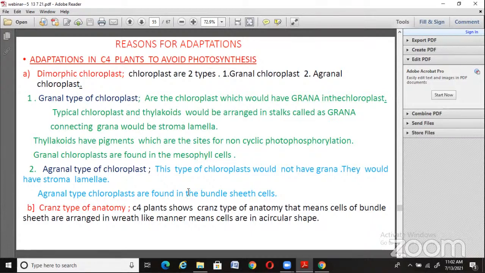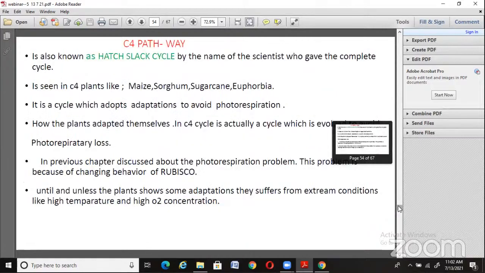Then, the second type of adaptation. What is that? That is Kranz type of anatomy. What is Kranz type of anatomy? In C4 plants, Kranz anatomy means the cells of the bundle sheath are arranged in a circular shape. I want you to observe it in the diagram once again.